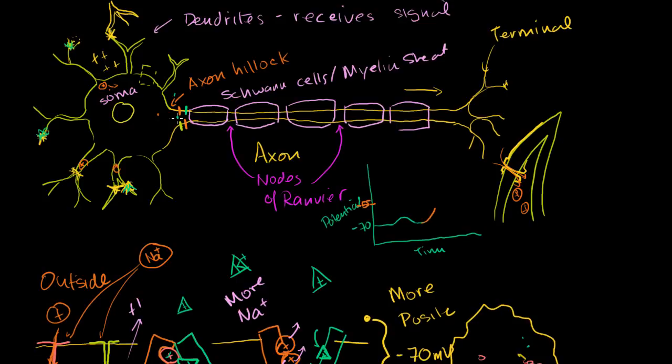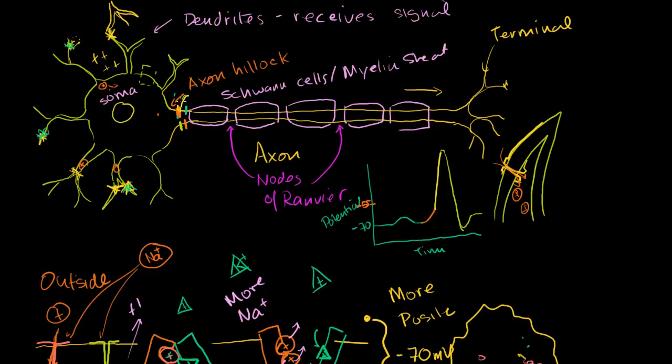And we know what's going to happen here. As soon as this sodium gate gets to minus 55, it's going to open up, and sodium is going to flood in until we get to plus 40. Then it's going to close. But then the potassium gate's going to open and get us back to where we were before. We're going to overshoot a little bit, and then our sodium potassium pump's going to get back to where we wanted. That's going to happen there.